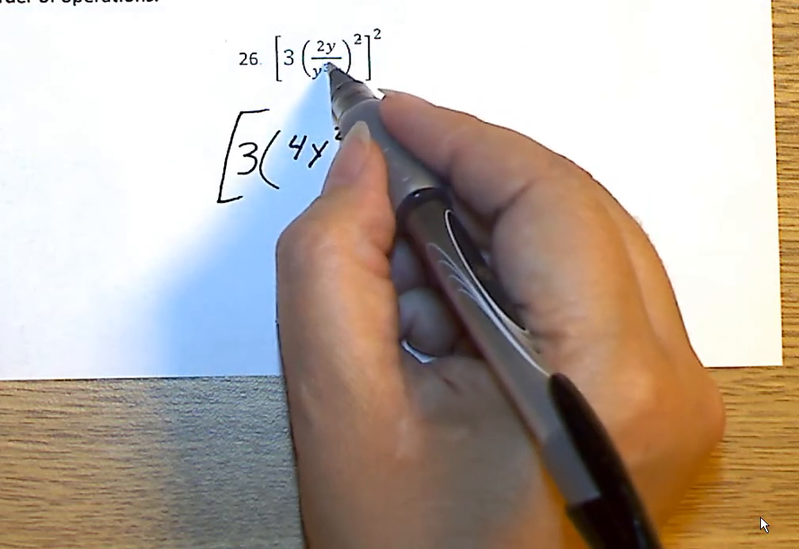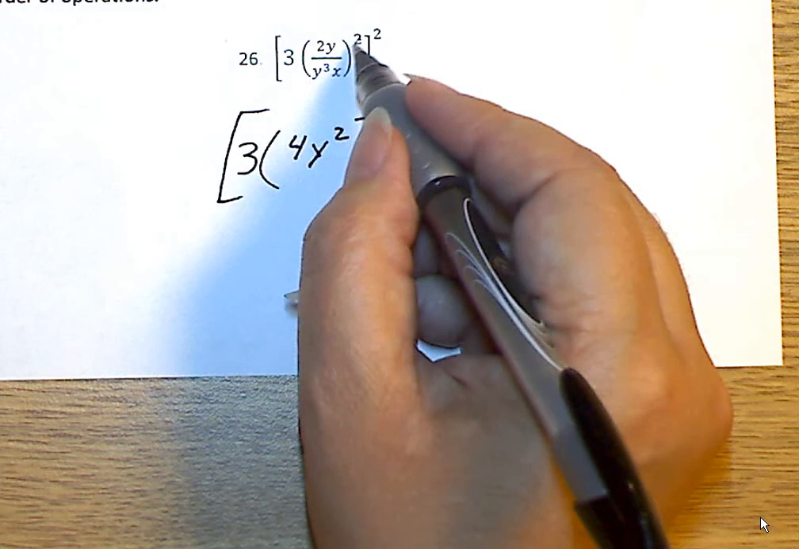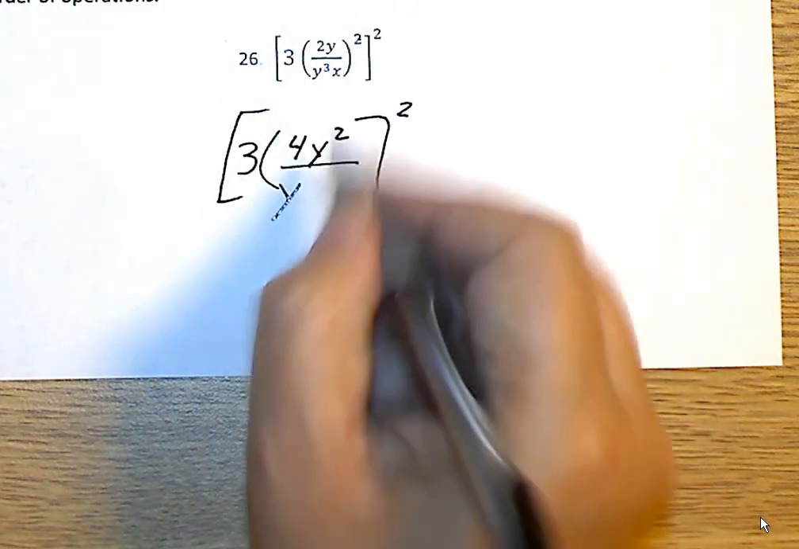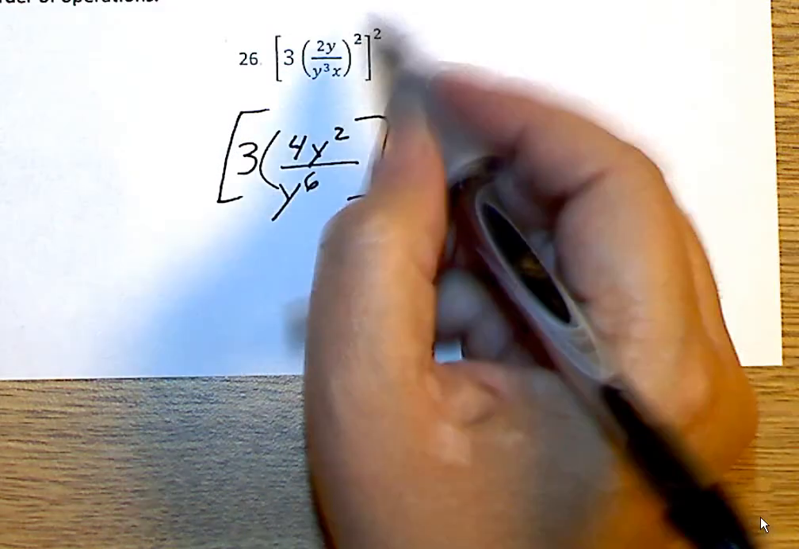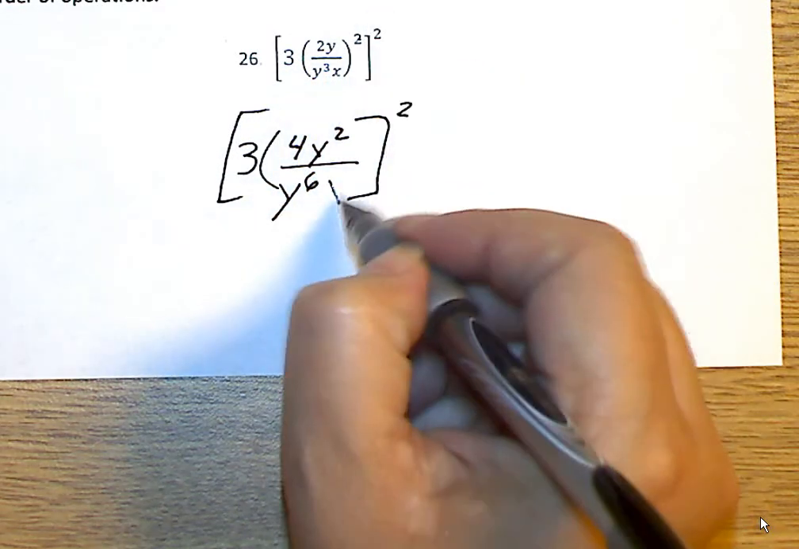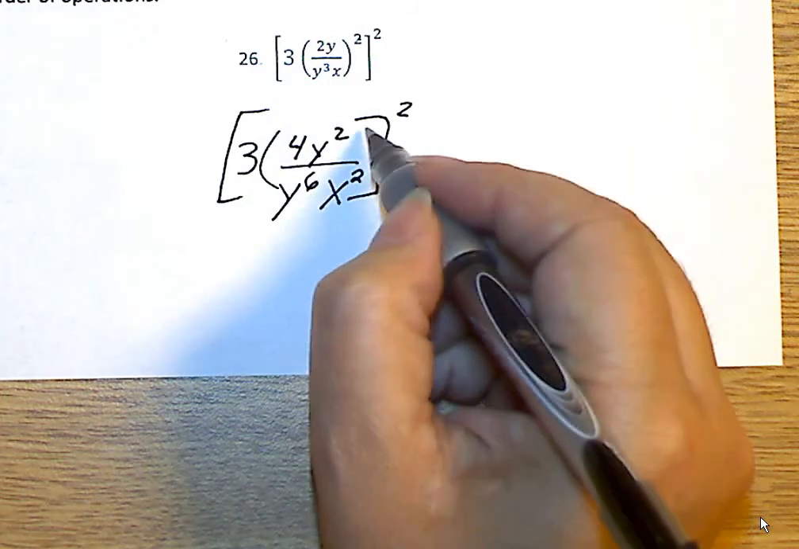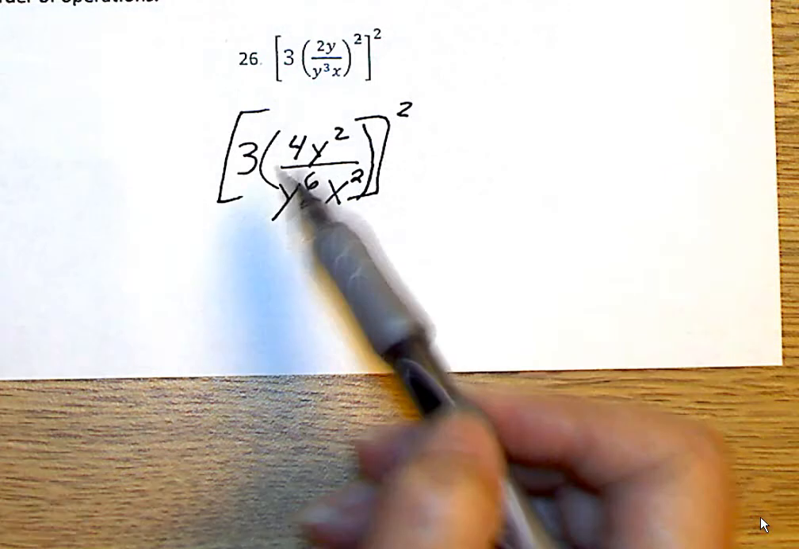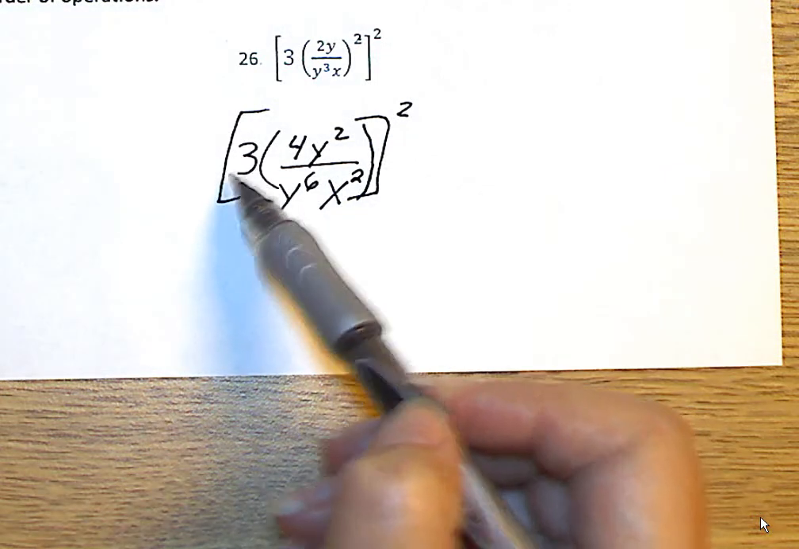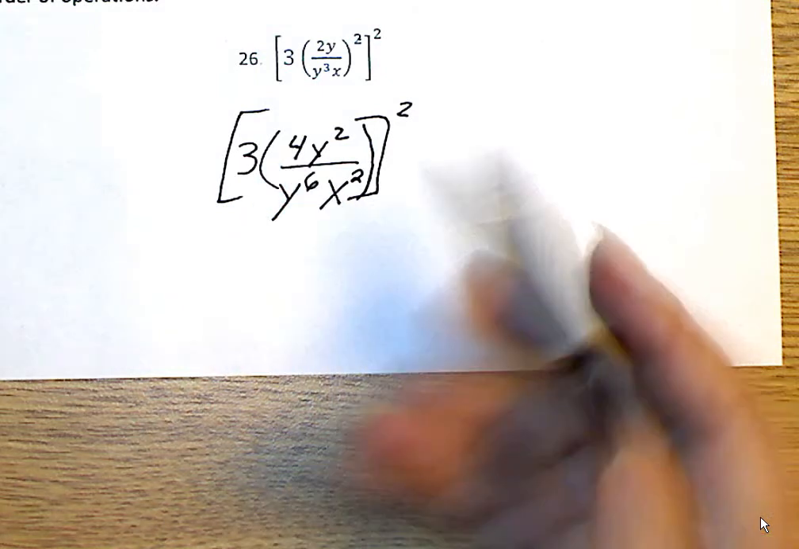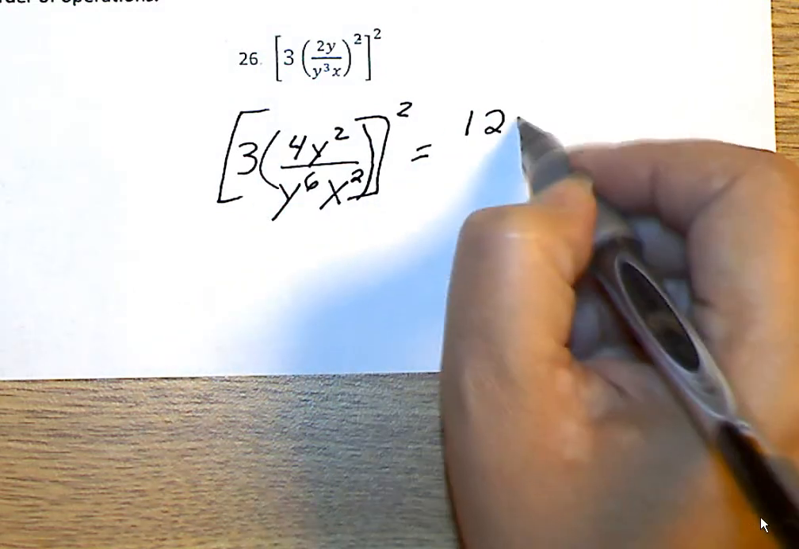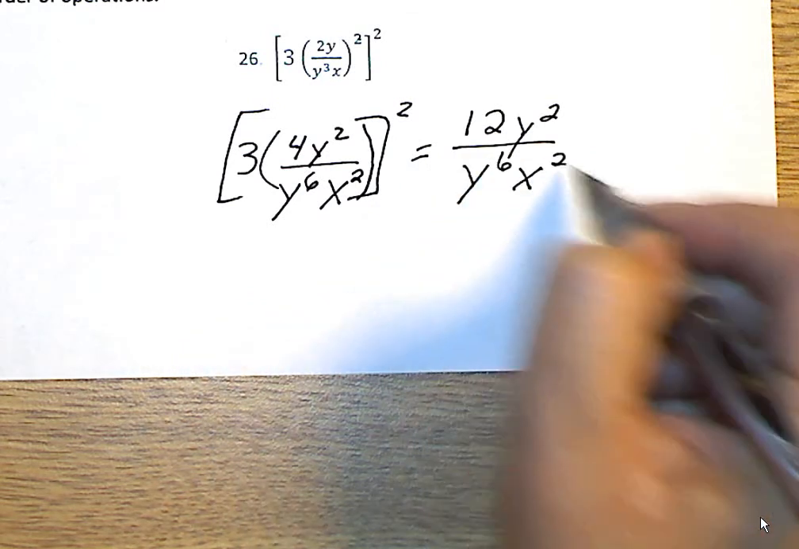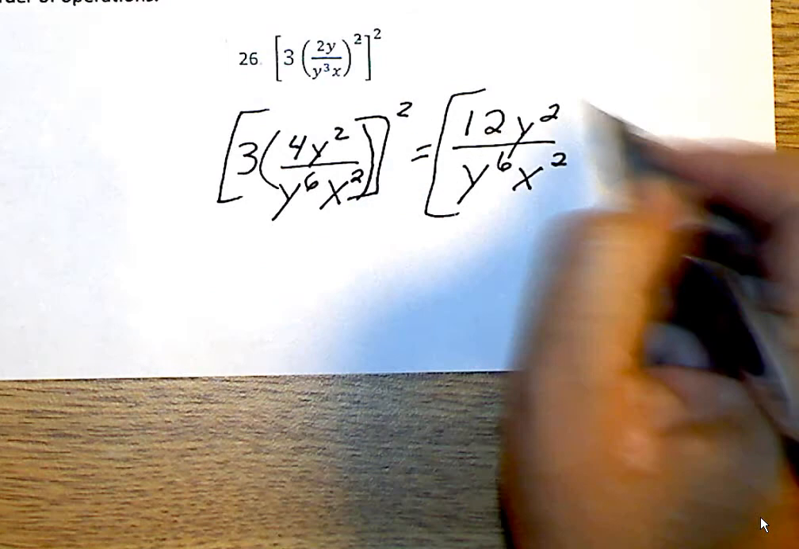What do I do if I have y cubed and I'm squaring it? What do I have to do with that 3 and 2? Multiply them. So I'm going to have y to the 6th. And then we have x squared, and I close that parenthesis. Now I can distribute this 3. So I have 3 times 4 gives me 12. Then I have y squared over y to the 6th, x squared. And I still have my square on the outside.